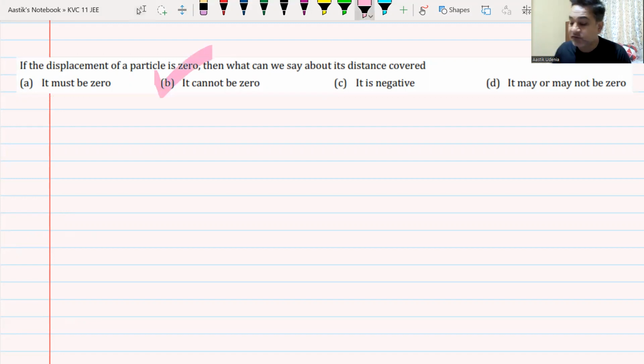Do we understand this? Yes or no? Distance is a scalar. It is a number. It can never be negative. It can never be 0 unless and until the particle is at rest. If the particle is at rest, it becomes 0. Yes or no?